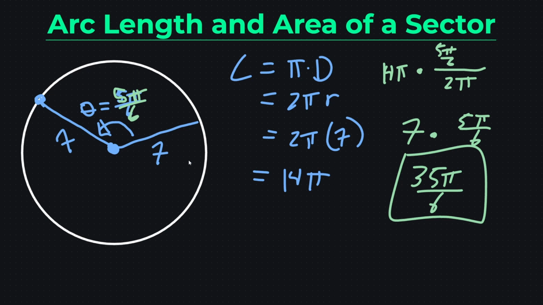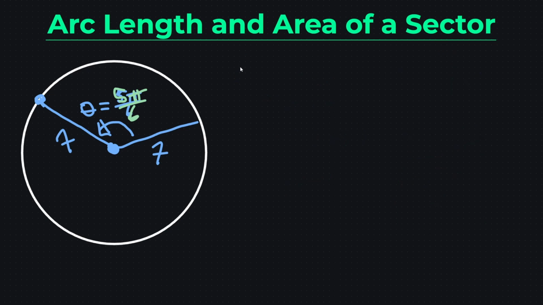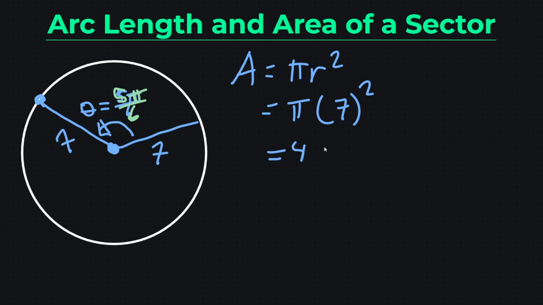Let's find the area of this sector now. So for the area of the sector, we'll begin by finding the whole area of the entirety of the circle, pi r squared. That's going to give us pi times 7 squared. This is going to be 49 pi. That is not our answer. We still need to multiply by our fraction based off our angle in radians.